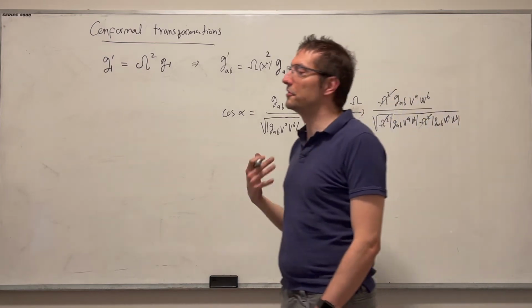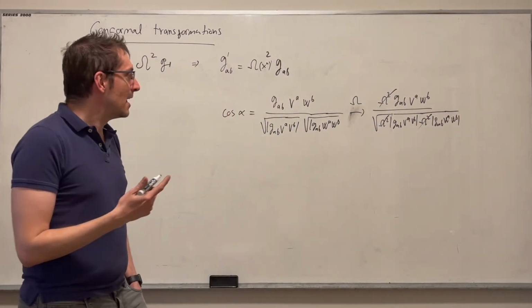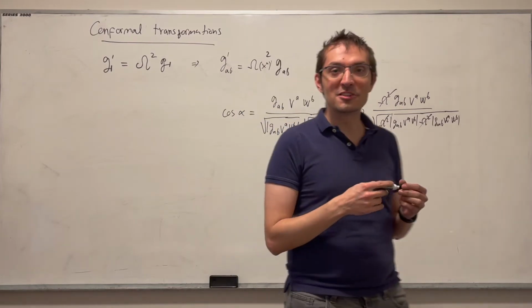However, they don't preserve the norm of the vectors. Now, preserving the angle means that they preserve the causal structure.